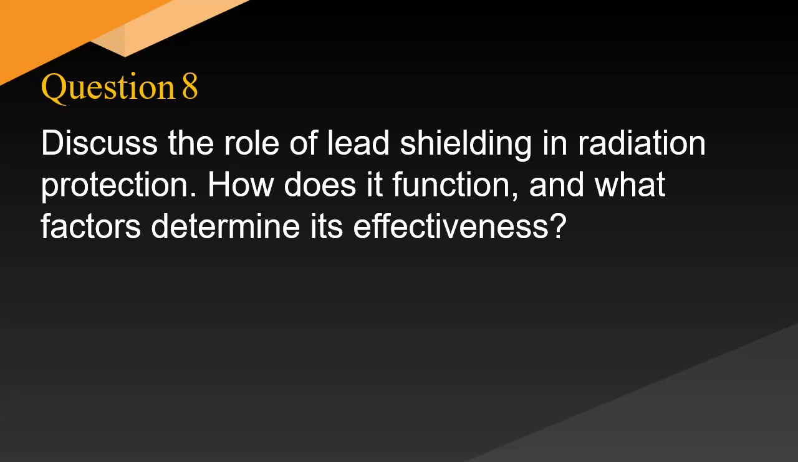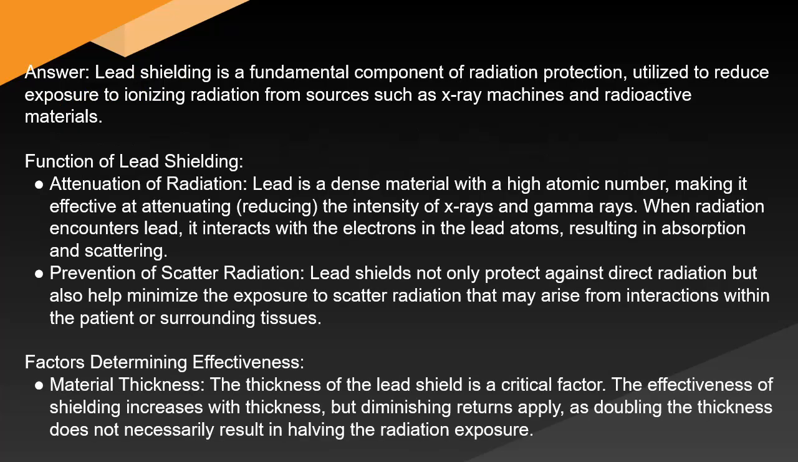Discuss the role of lead shielding in radiation protection. How does it function, and what factors determine its effectiveness? Answer: lead shielding is a fundamental component of radiation protection utilized to reduce exposure to ionizing radiation from sources such as X-ray machines and radioactive materials.